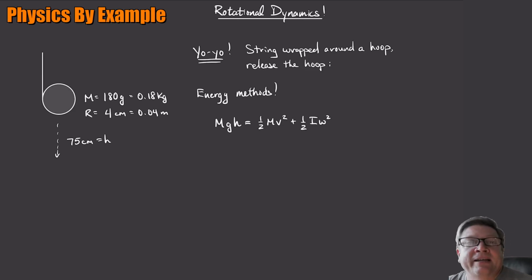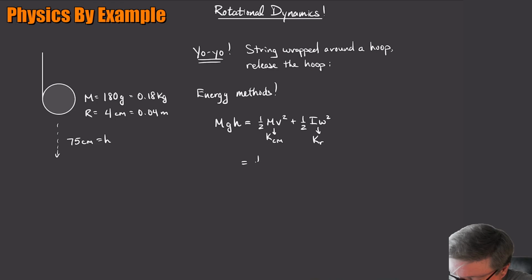So I got my kinetic energy of the center of mass. Oops, I meant to call that kinetic energy of the center of mass. And then I got the kinetic energy of rotation. I add them together to get the total kinetic energy. Cool. All right, so let's do that.